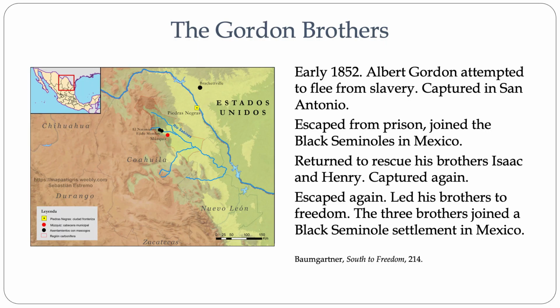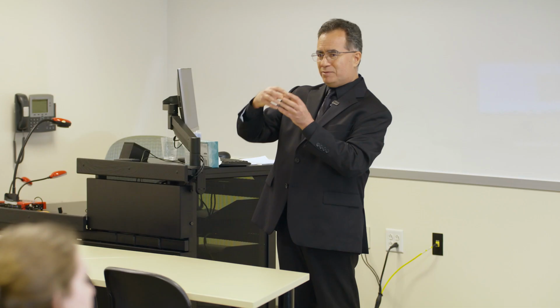or one of the biggest parts of the network. The Black Seminoles welcomed hundreds and hundreds of African Americans who joined them. And so once you have these networks, sometimes these are family networks, like the case of Albert Gordon, he returns for his brothers. And you have communities spread throughout Mexico.